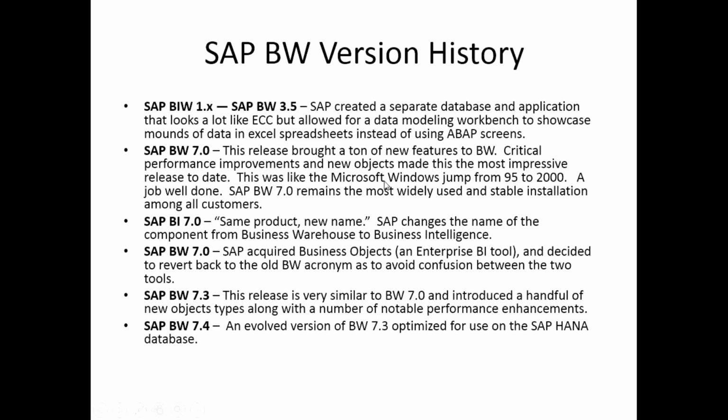So these are the different releases, and as I told, they were calling it BIW initially, from SAP 1.x to 3.0, SAP BIW. Then again they changed to SAP BW, so BW 3.5. But again they changed it to SAP BI when they came up with the 7.0 version. During that time SAP bought BO, they purchased Business Objects, so as a whole they called it SAP BI, Business Intelligence.